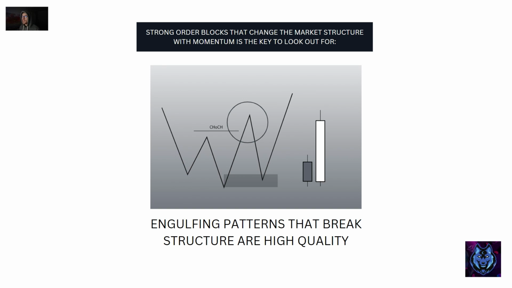Strong order blocks that change the market structure with momentum is the key to look out for. These engulfing patterns that break structure represent high quality order blocks. So as you can see, price is going down. It broke structure over here. We got this change in character, shifting from a downtrend, now moving into an uptrend. It leaves behind an order block just before this momentum candle. We mark out the zone and this becomes our entry point.